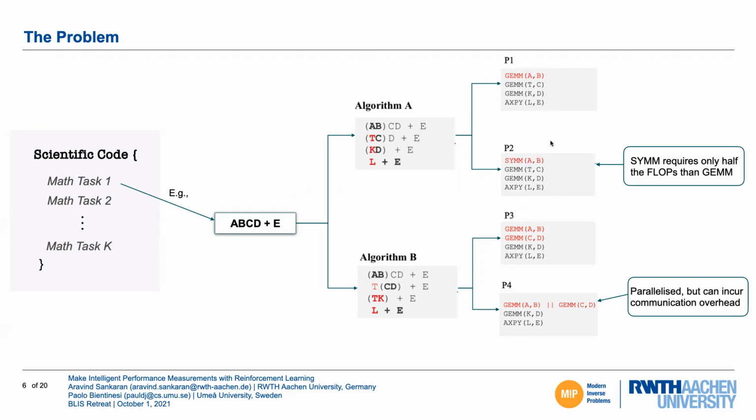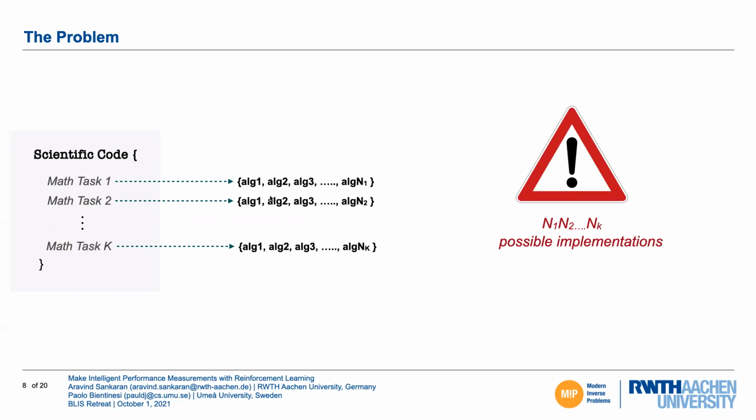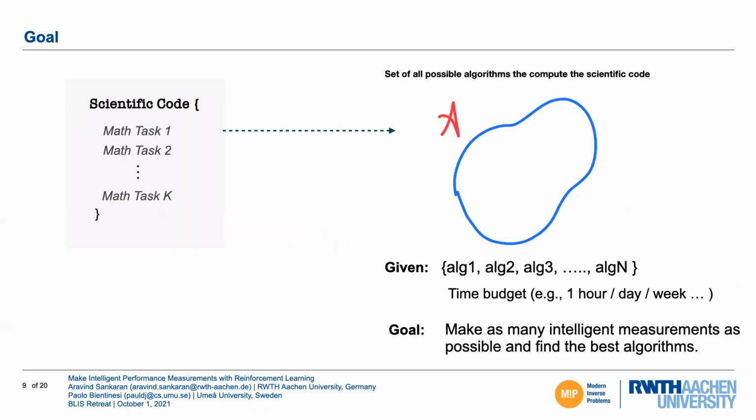It is also possible to come up with different programs by identifying calls that can be executed concurrently. But parallelization does not always reduce the execution time because of communication overheads. So we do not always have a clear roadmap in selecting the best algorithm. Each mathematical task in the code can have many different algorithms with varying performance. Therefore, when considering all the permutations, the whole scientific code can have a large number of possible algorithms.